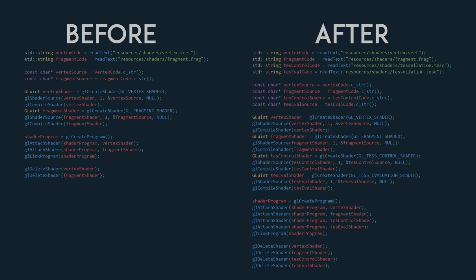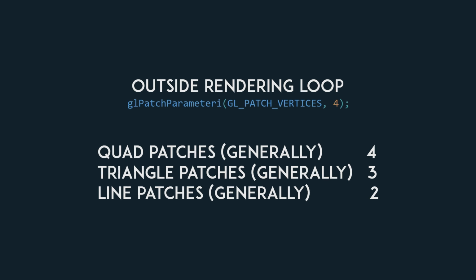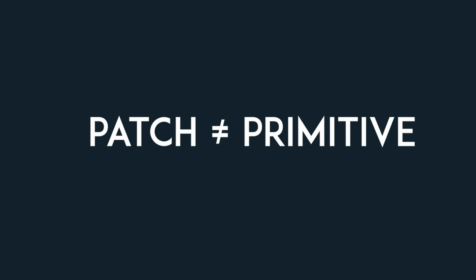The last thing we need to do is to create some empty tessellation shaders, link them to our desired shader program, and tell OpenGL how many vertices we are going to have per patch using glPatchParameteri, GL_PATCH_VERTICES, and the amount of vertices per patch. In this case, I will have 4 vertices since my patches are quads. If you have triangles, it would be 3, for example. Just keep in mind that a patch does not equal a primitive. So even though I have quad patches, I will still have triangle primitives.